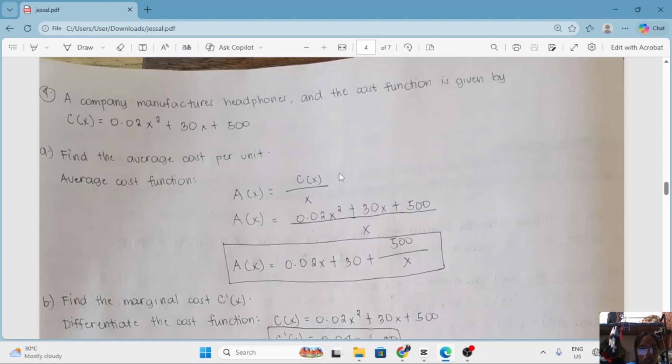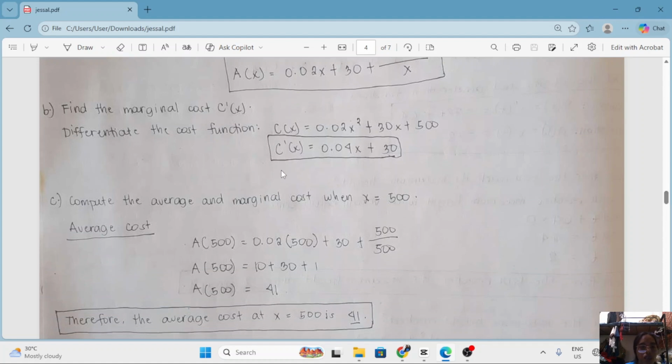So we're just going to substitute using this formula. Our C of x is 0.02x squared plus 30x plus 500 over x. So our average cost function is A of x is equal to 0.02x plus 30 plus 500 over x.